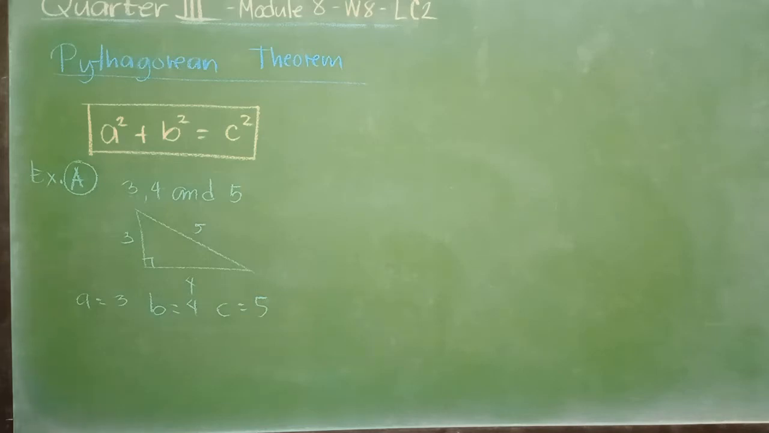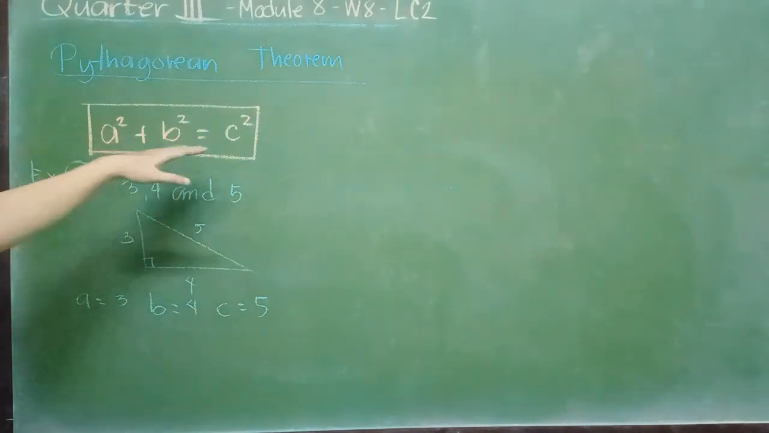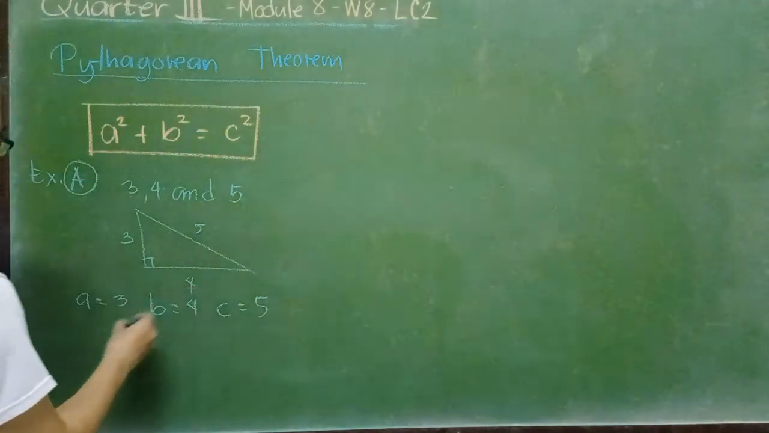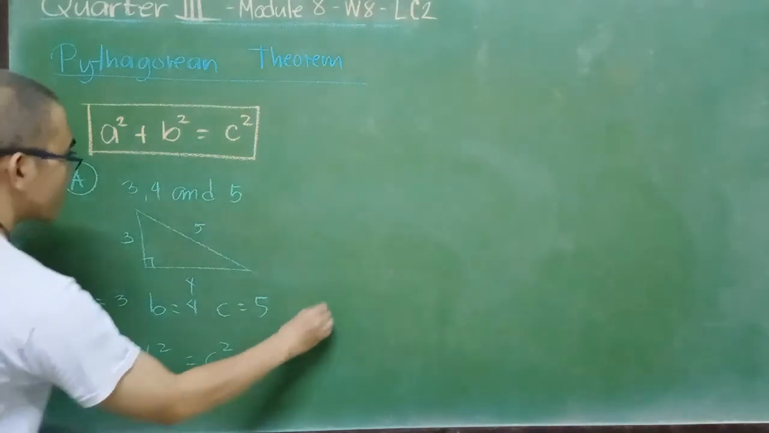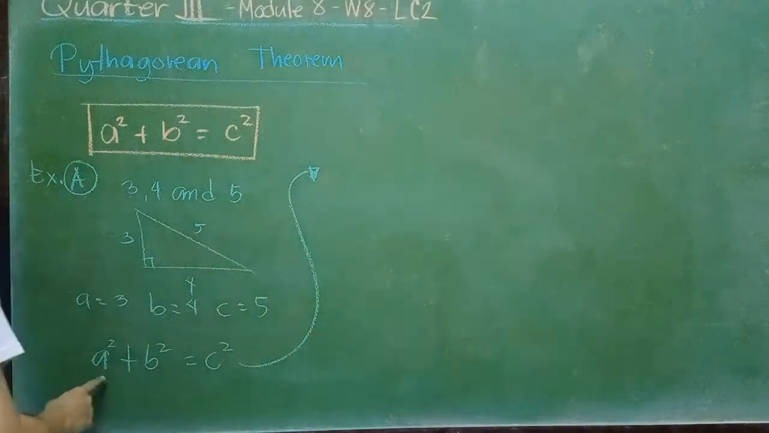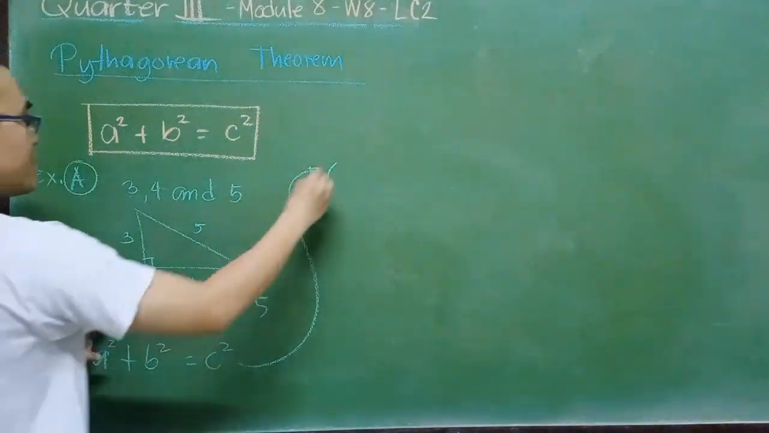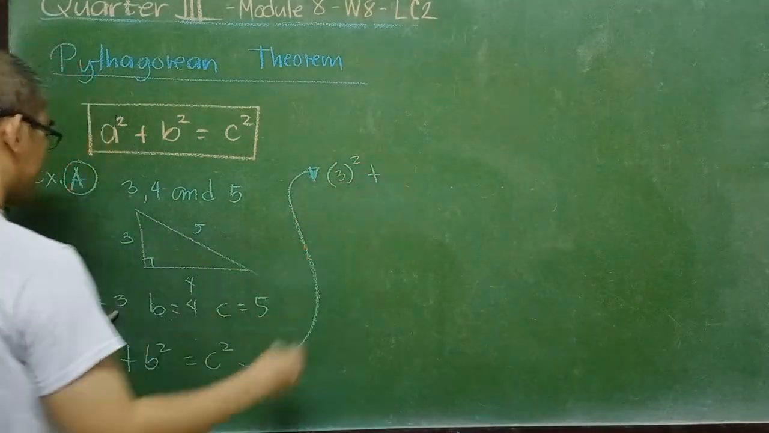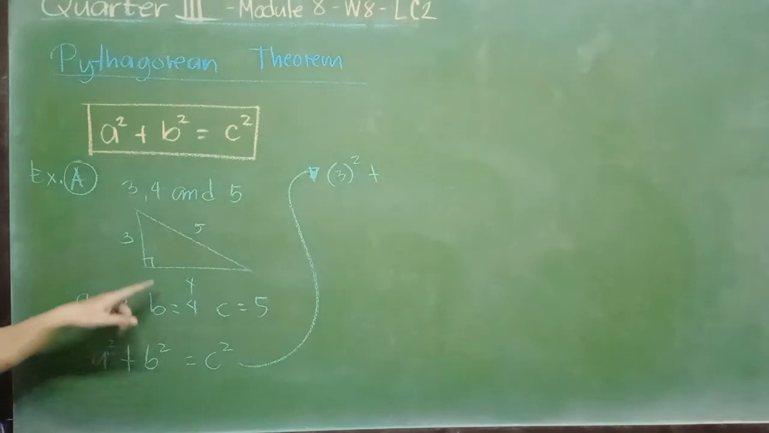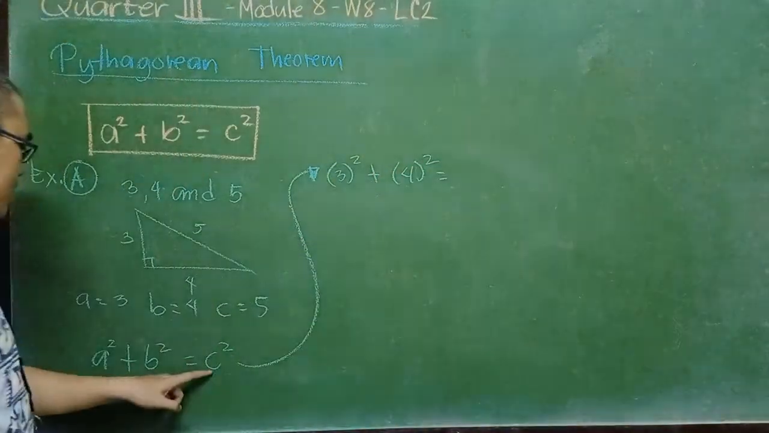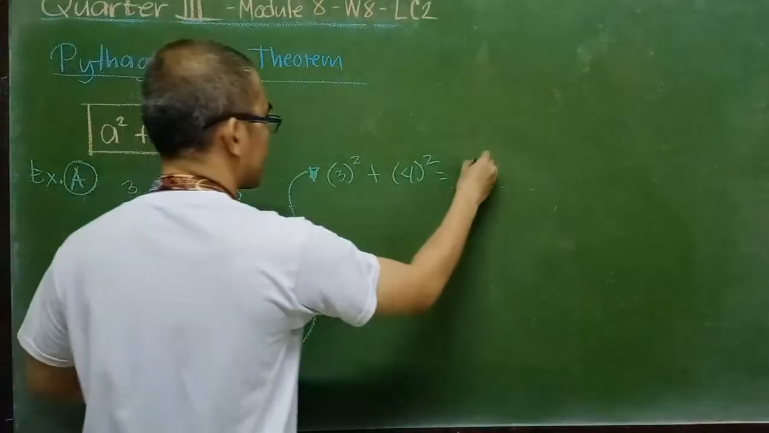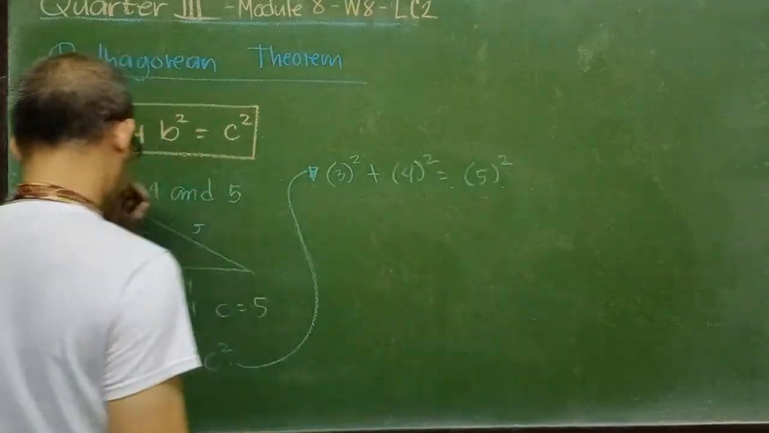So yung values for A, B, and C, substitute natin dito sa formula. So we have A squared plus B squared is equal to C squared. Yung A, which is 3, squared. Yung B squared, yung B is 4. So 4 squared. And then yung C, which is 5. So this is 5 squared.